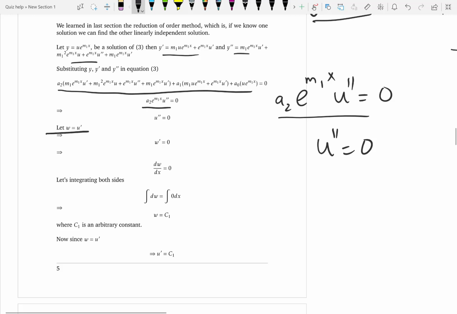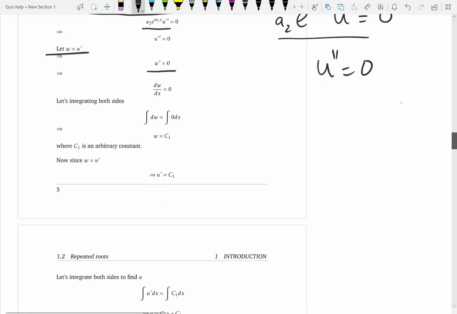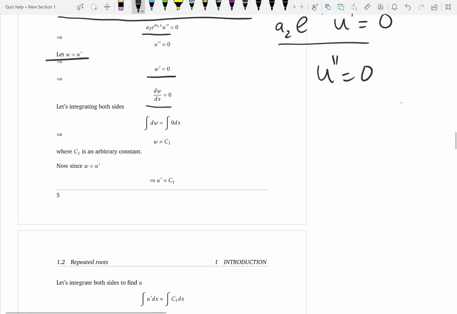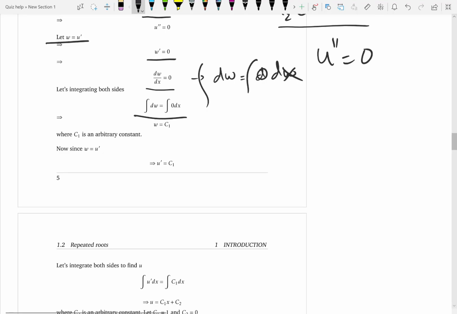Now what can we do? We do a substitution, right? Remember, we assume w to be u prime. So then u double prime means w prime, right? So we get w prime equals 0. So w prime means dw over dx is equal to 0, right? Now we can integrate both sides by separation of variables. If you integrate 0, you get a constant. So we get w to be c1. c1 is an arbitrary constant.